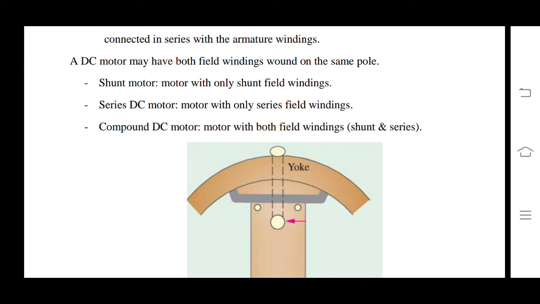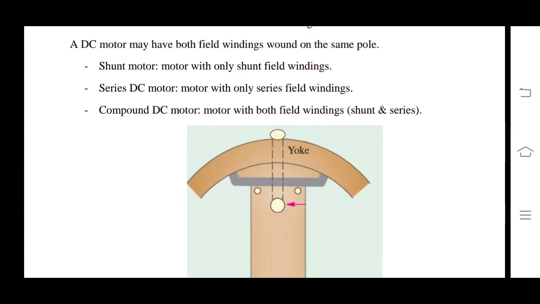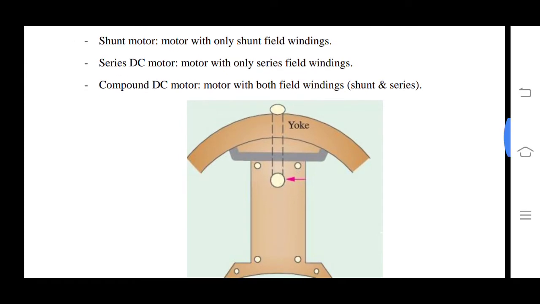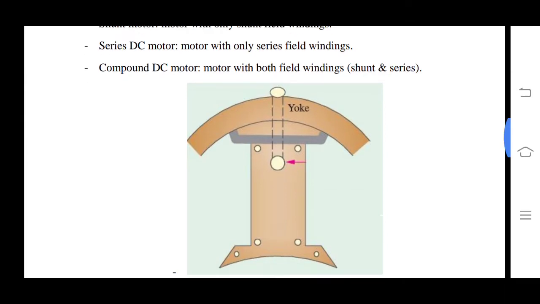A DC motor may have both field windings wound on the same pole. It is a shunt motor with only the shunt field winding. A series DC motor is the motor with only the series field winding. A compound DC motor has both field windings, shunt and series, mounted on the pole core.